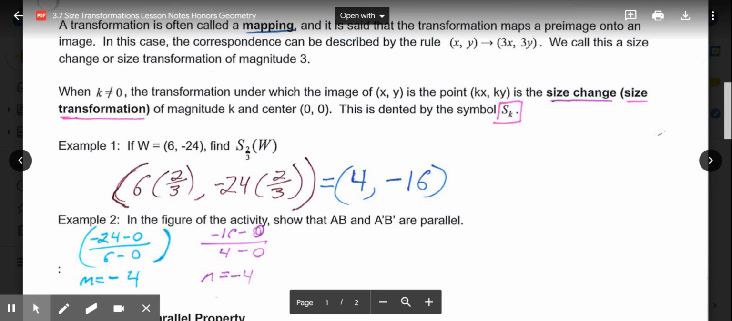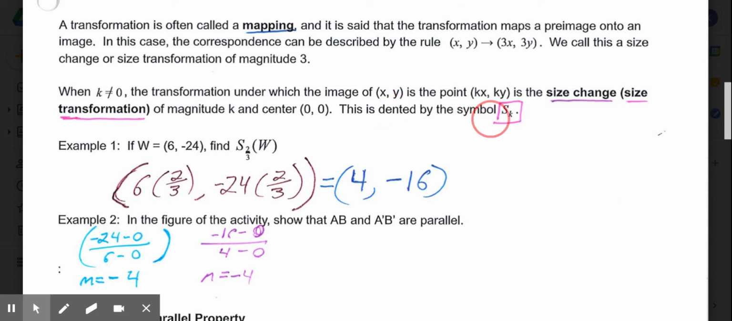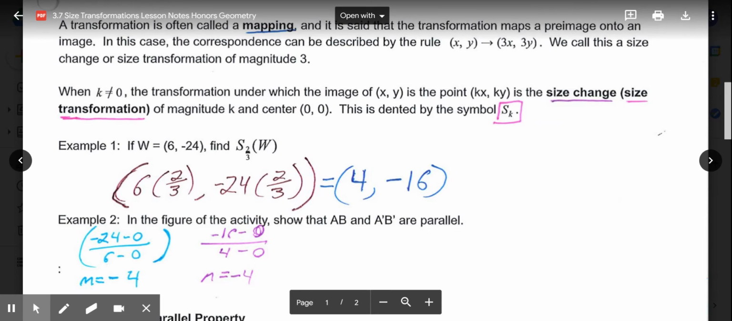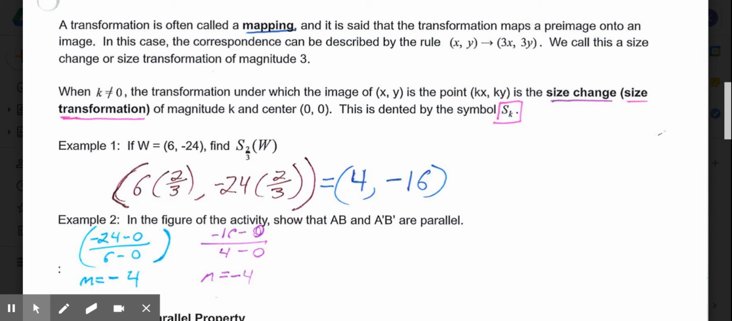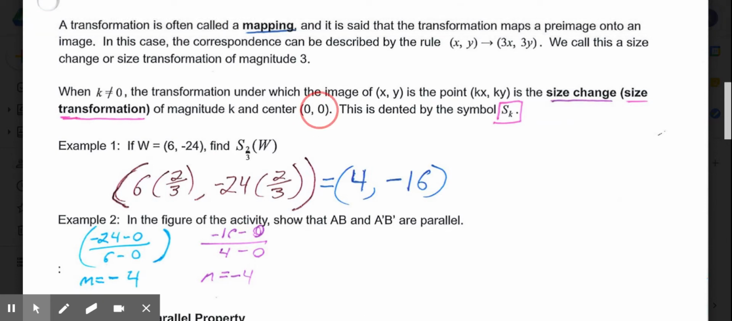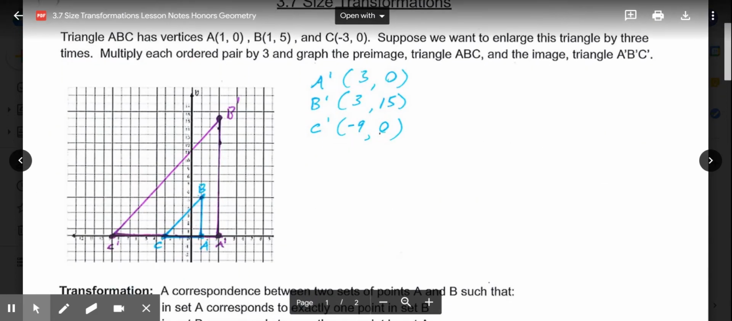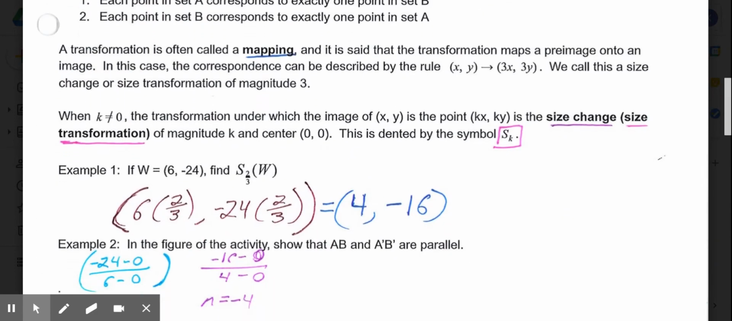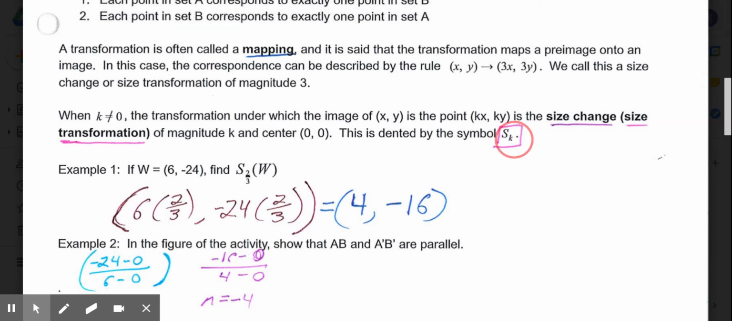So the way that we write that is using this symbol, denoted by S, capital S, lowercase k. So what that means is that the lowercase k is the magnitude, what we're changing by. And the S simply stands for size transformation. So when k is not equal to 0, the transformation in which (x, y) becomes (kx, ky) is the size change or transformation, the magnitude k, and the center point, it's centered around (0, 0). So in this case, both of these graphs were based around the origin (0, 0). So that's why we could just multiply each by our magnitude. So the notation here of S sub k, capital S just means size change. The k is the magnitude.